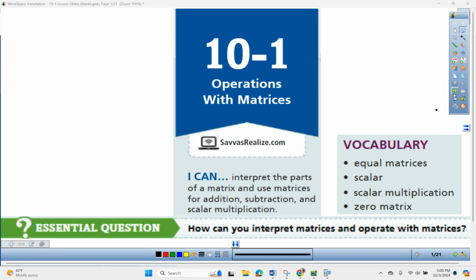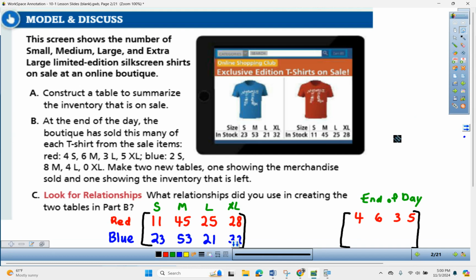All right. So before we go any further here, we open up in this lesson with a model and discuss kind of question. They said the screen shows the number of small, medium, large, and extra large limited edition silkscreen shirts on sale at an online boutique. Now what is a boutique? Well, that's a shop that sells clothes, a little shop.